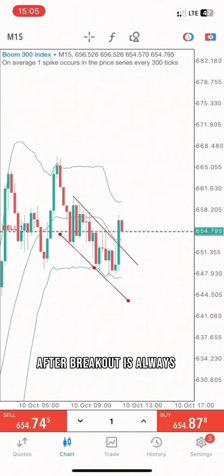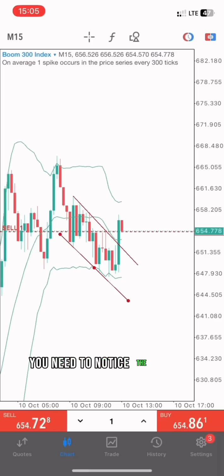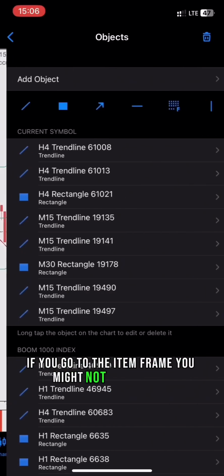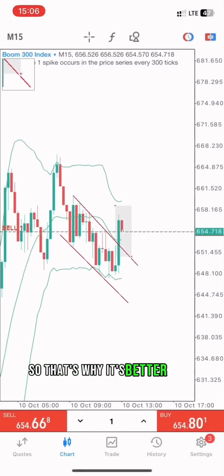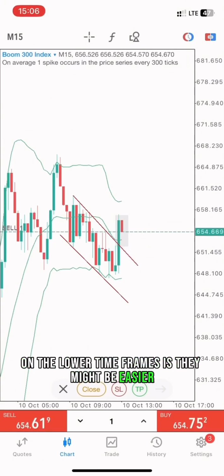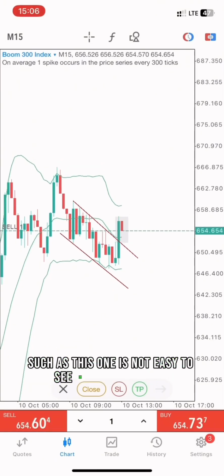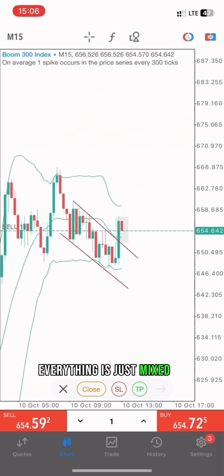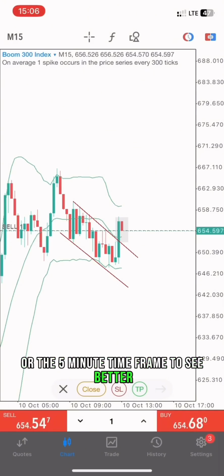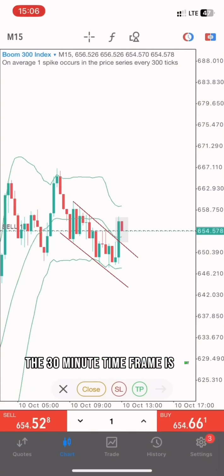After breakout, there's always a retest. You need to notice the kind of breakouts. This is a perfect breakout. Okay, if you go to the high time frame, you might not see clearly, so that's why it's better to go on the lower time frames, as they might be easier, such as this one. It's not easy to see in the 1 time frame. Everything is just mixed up. So in order to see well, you go to the 15 minutes time frame or the 5-minute time frame to see better. The 30 minutes time frame is not that good.